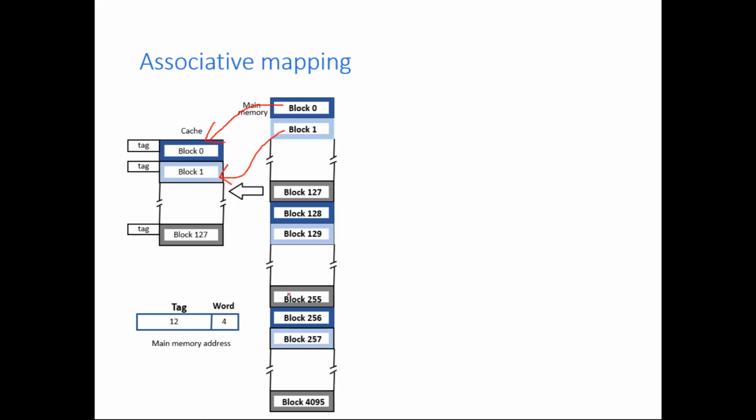There is no need to check anything. Say the processor needs block 256 and currently it is not in the cache: identify any empty block in the cache and just move it to the cache. That's all.